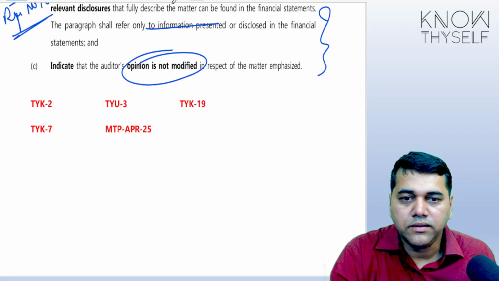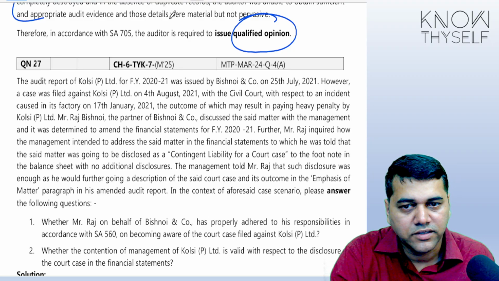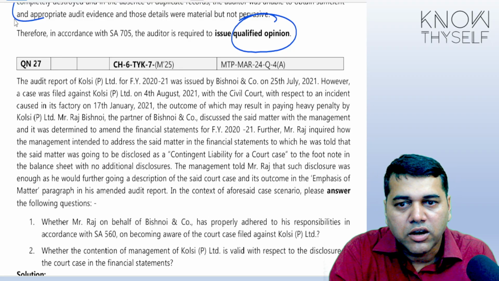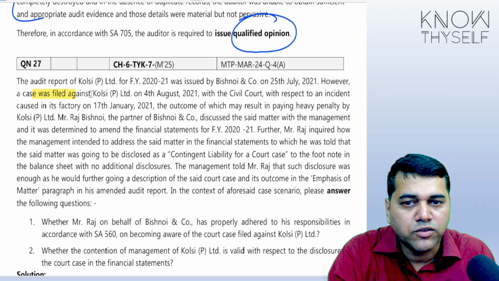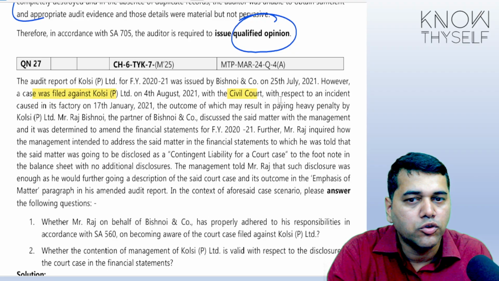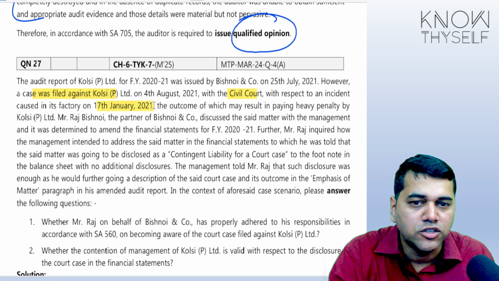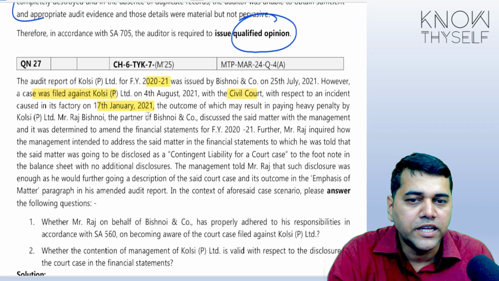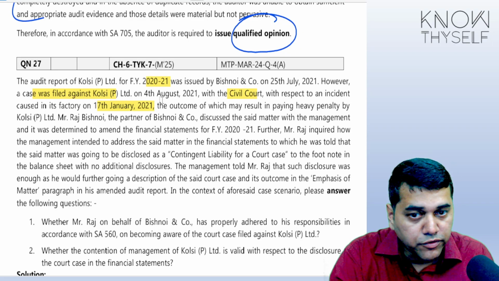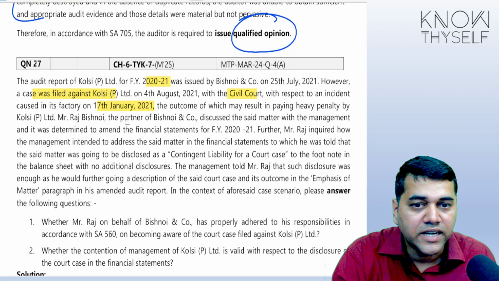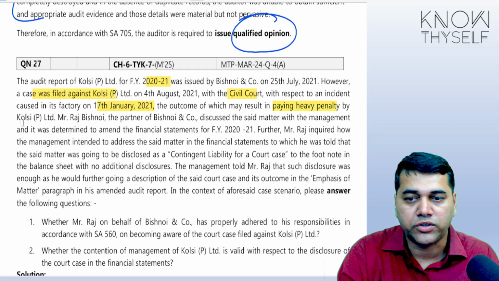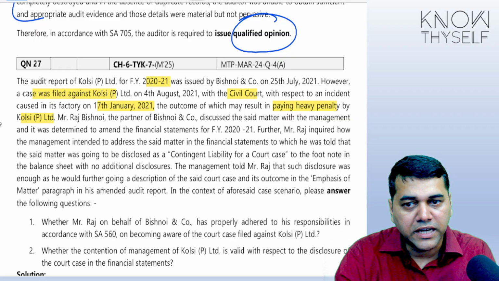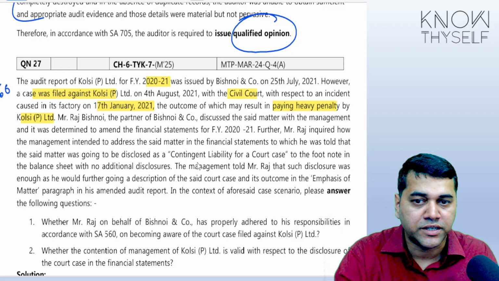Yes. Now, question number, test your knowledge 7. Let's see another question. The audit report of Costly was issued by Bishnoi. However, a case was filed against Costly under the civil code with respect to an incident at its factory on 17th July 21. So you are auditing on 31st March 2021. So on 17th Jan, one incident had happened, the outcome of which may result in a heavy penalty for Costly. Okay, then your mind will take you to 560, subsequent events.